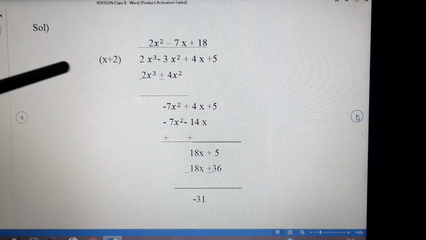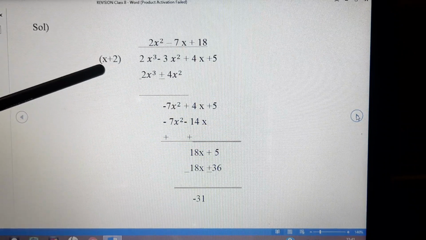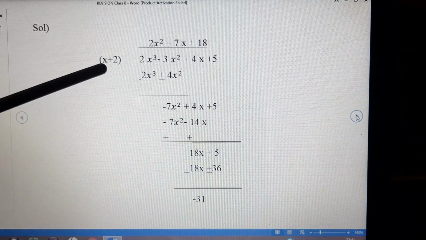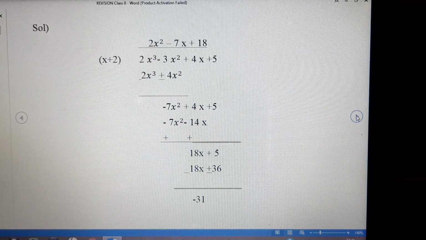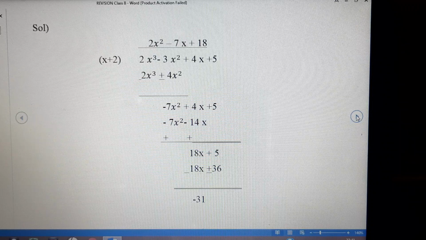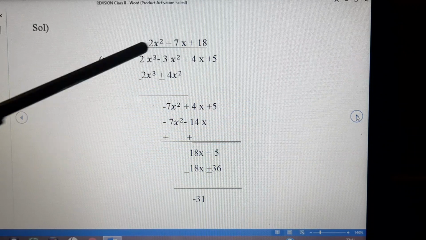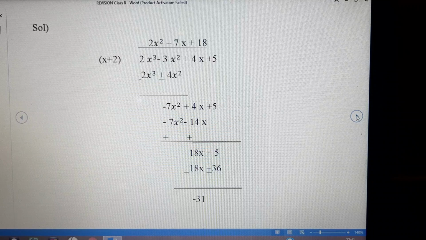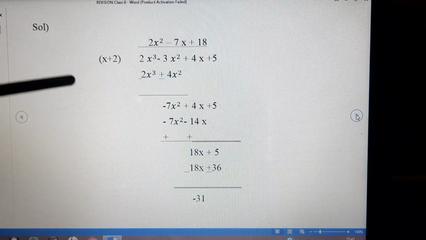So first of all, what we do, we take the first term of the dividend and the first term of the divisor. It is 2x cube. So basically we have to read the table of x plus 2. So x should be multiplied by what, so that it becomes 2x cube? So x should be multiplied by 2x square. Now if we are multiplying x by 2x square, and if we leave 2, then 2 will start fighting.